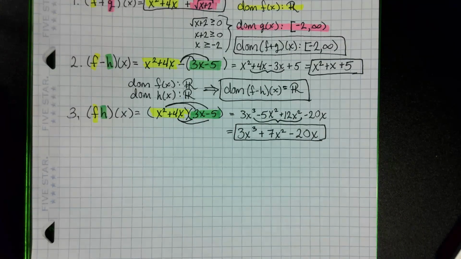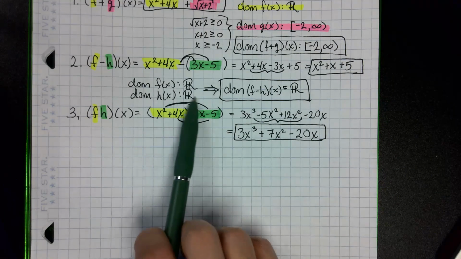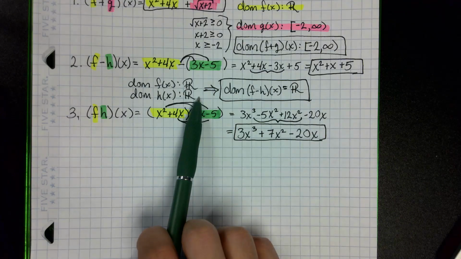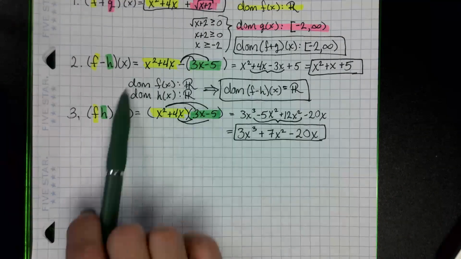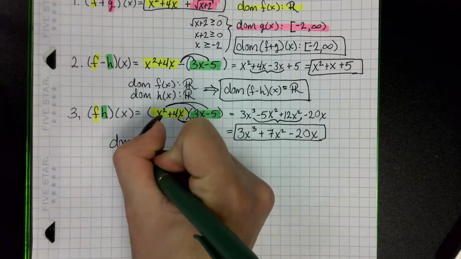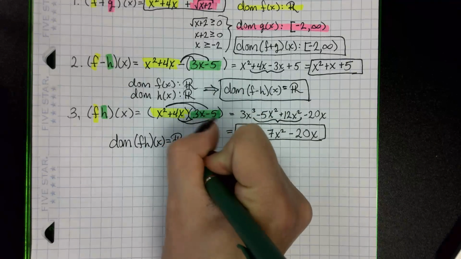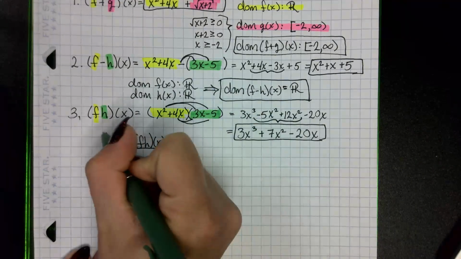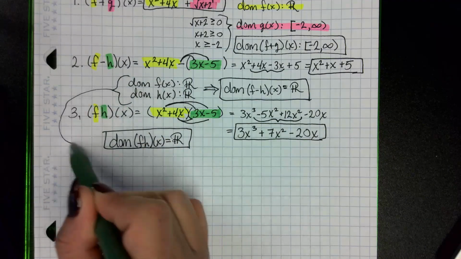And then I want to look at the domain. So again, I'm comparing the domain of f of x, which was all real numbers, and the domain of h of x, which is all real numbers. So the domain of f times h of x is also all real numbers. So it's the same as what I just did up here. So I can just write it again as the domain of f times h of x equals all real numbers, because it's the same thing as that.